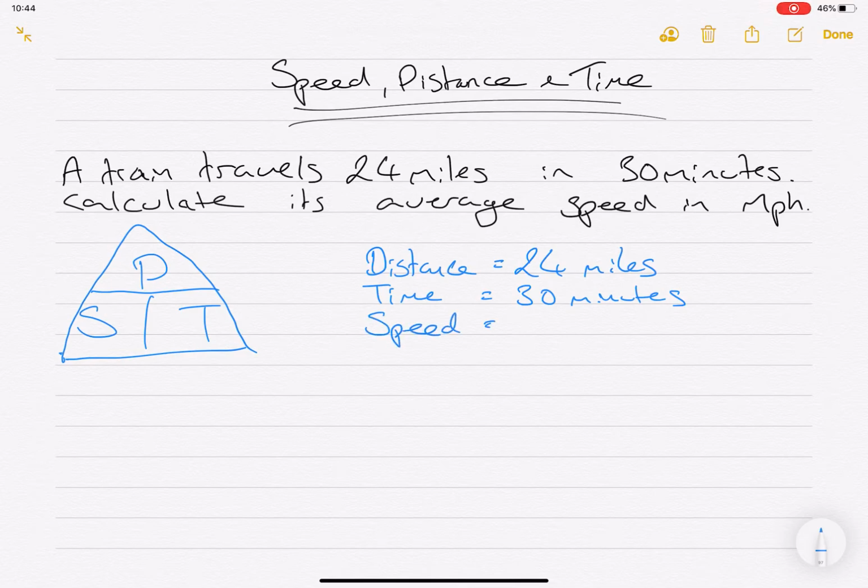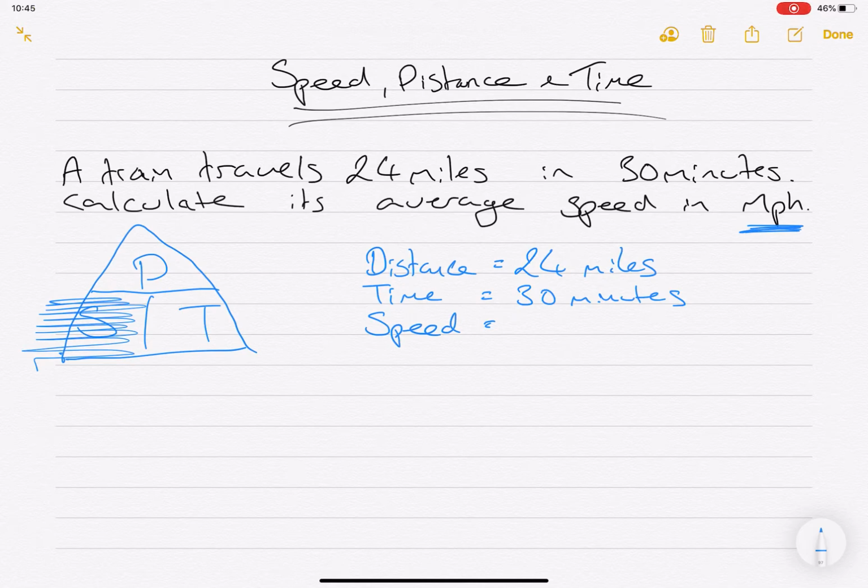So I'm going to go to my speed, distance, time triangle. If we're looking for speed, we cover that up, and what's left, we need to do distance divided by time. Okay, brilliant. Something before we do that though, I need to draw your attention to the units of speed. Do you notice that in the question, they've asked for miles per hour? However, we've been given 30 minutes.